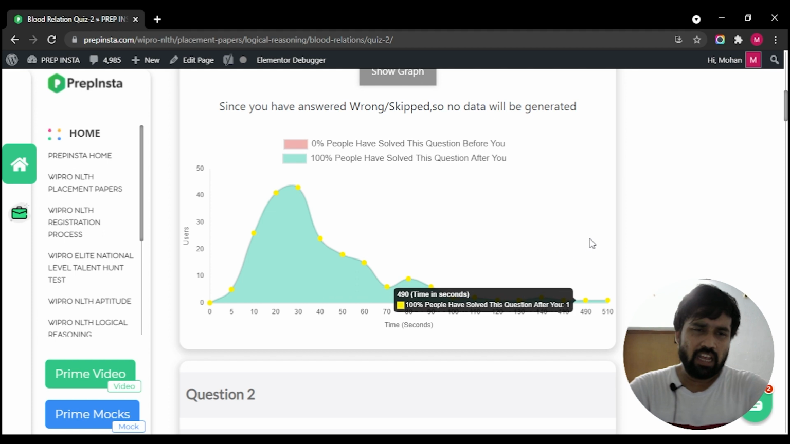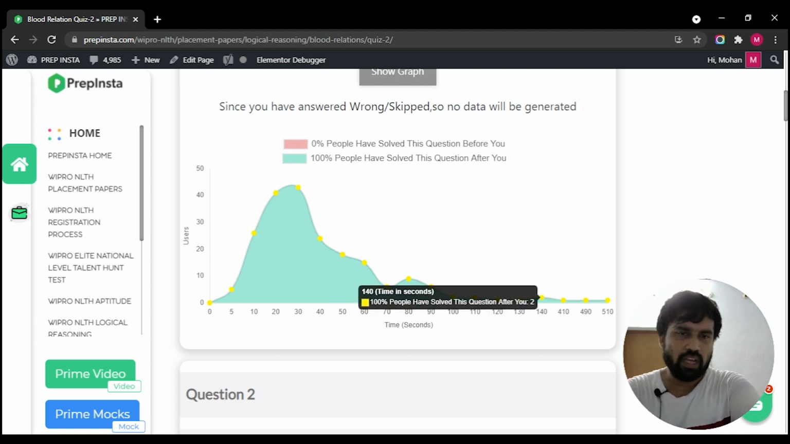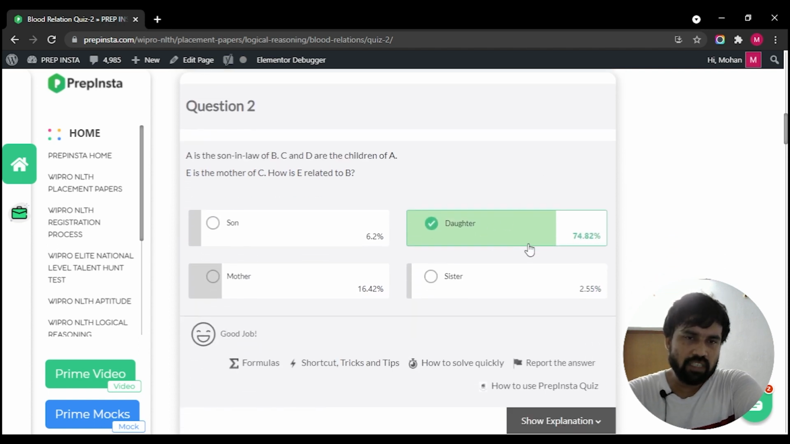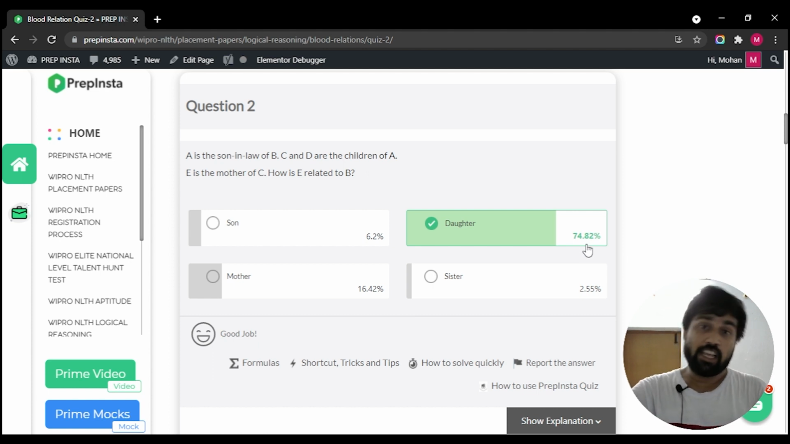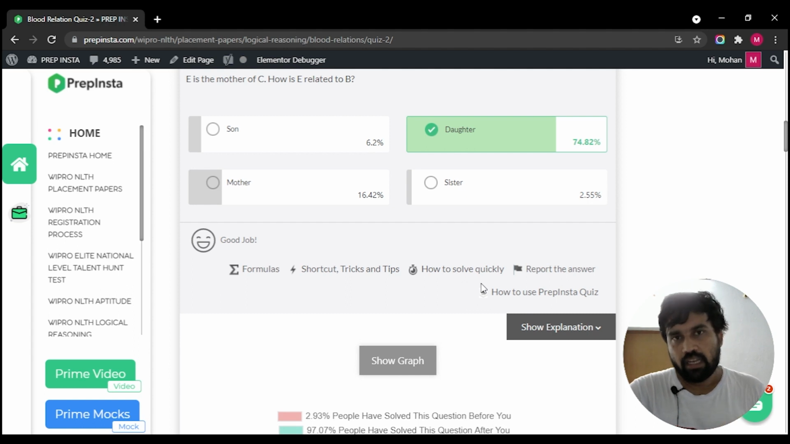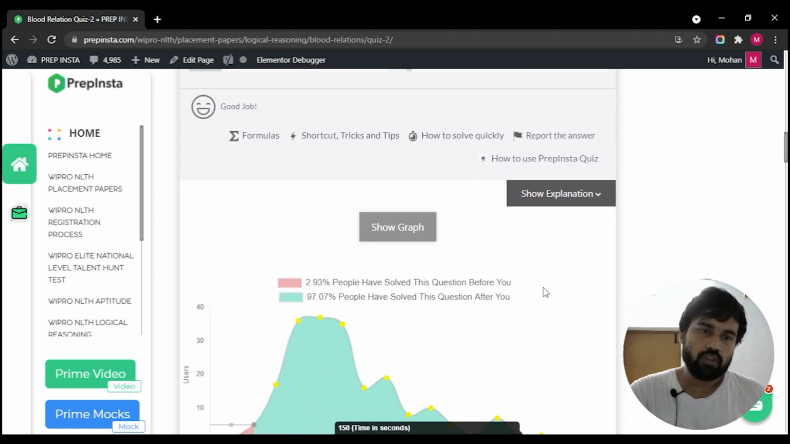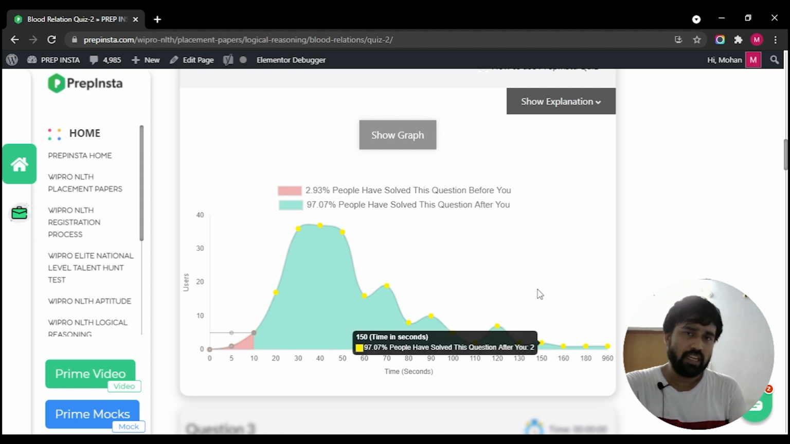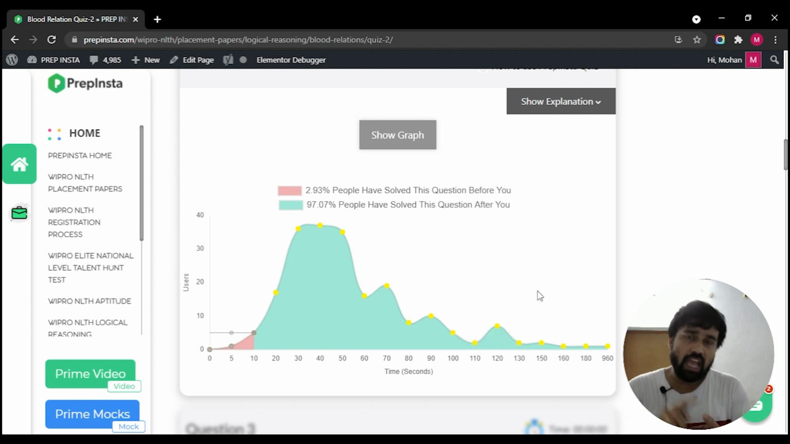As I have attempted wrongly, there is no analytics for this problem. Why? Because you got the wrong answer. For example, if I attempted it correctly, see, 75% of people approximately attempted correctly along with me. So in order to make myself comfortable, I will go with the analytics of show graph. Just look at here, 75% of people attempted correctly, but who attempted in less time, so that they will have more time for the remaining bits. So this is the analytics you have to improve.